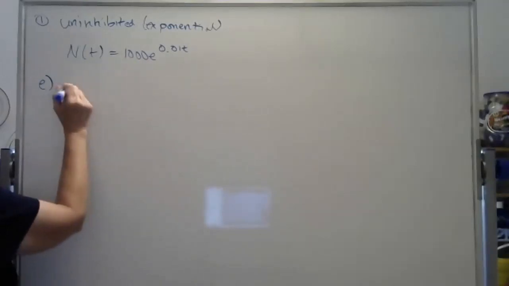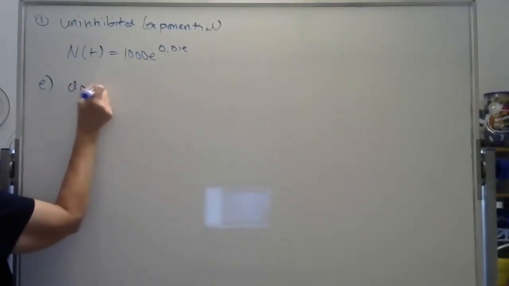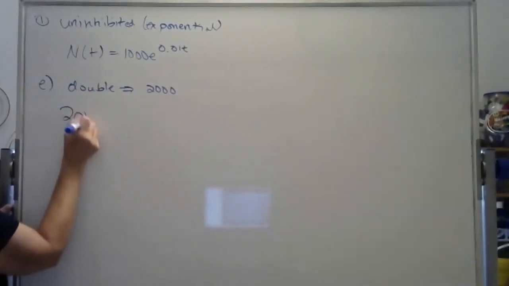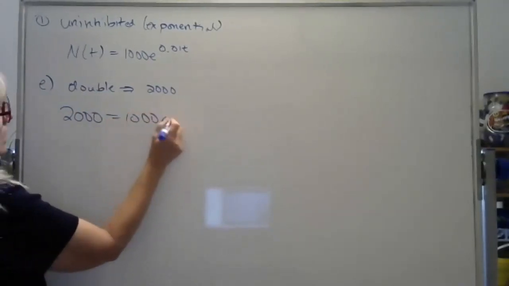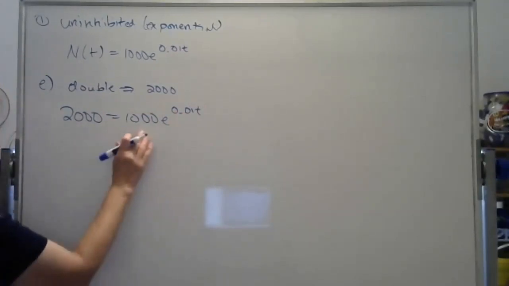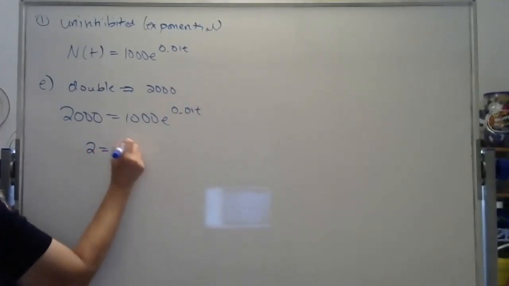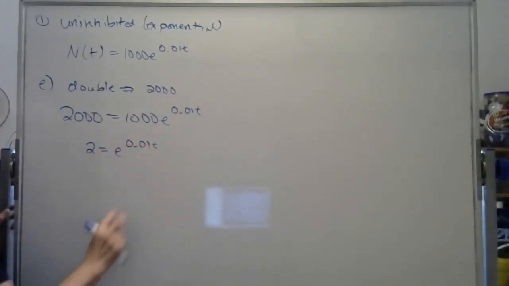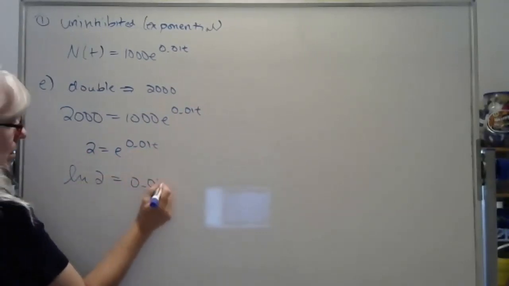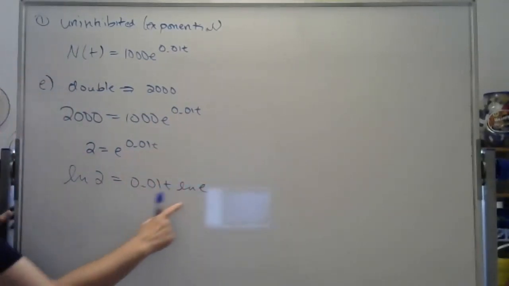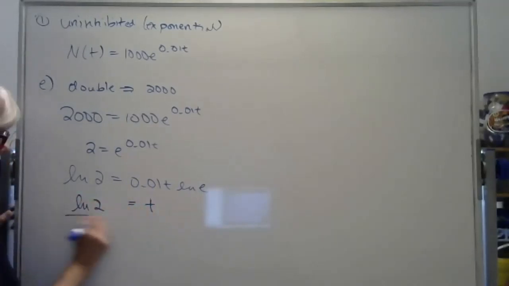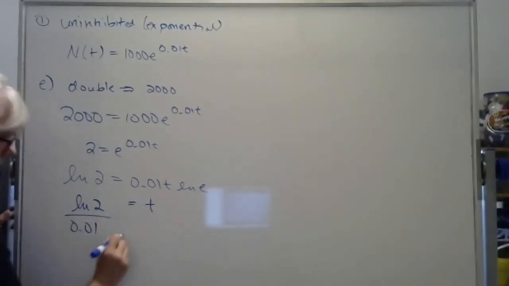So if I'm going to double, we start with 1,000. We know that double that population would give us 2,000. So we're going to set 2,000 equal to 1,000 e to the 0.01 t. And we'll go through the exact same process we just did. We'll divide out the 1,000. That's going to give me 2 equals e to the 0.01 t. Then in order to bring the exponent out in front, we're going to take the natural log of both sides. And we know the natural log of e is 1. We're stuck with the 0.01 t. So t is simply the natural log of 2 divided by 0.01.